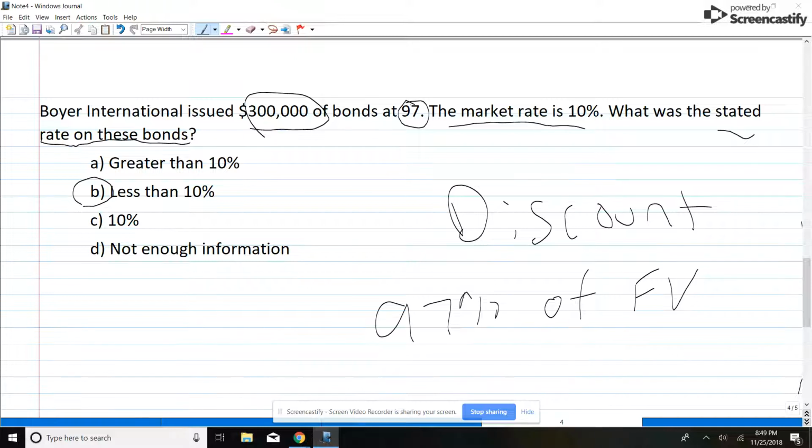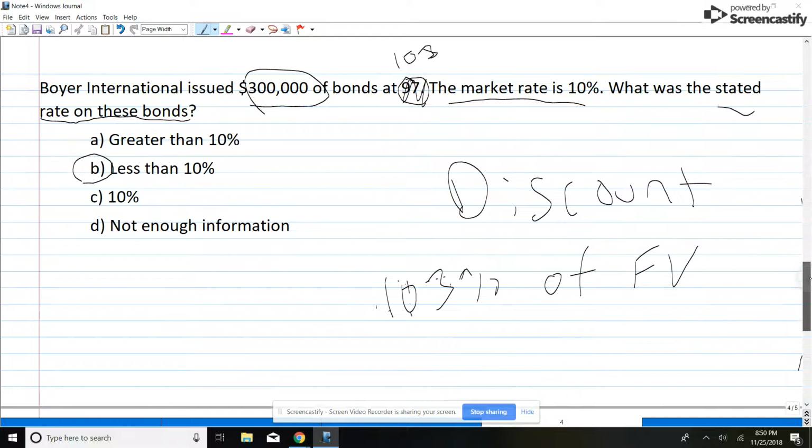Now, this question could have also said the bond's at like 103. This means that they received cash at issuance of 103% of the face value. So 103% of 300,000 is obviously more than 300,000. So they're getting more than the face value. That means it would sell at a premium, and then it would be greater than 10%. So understand that relationship.